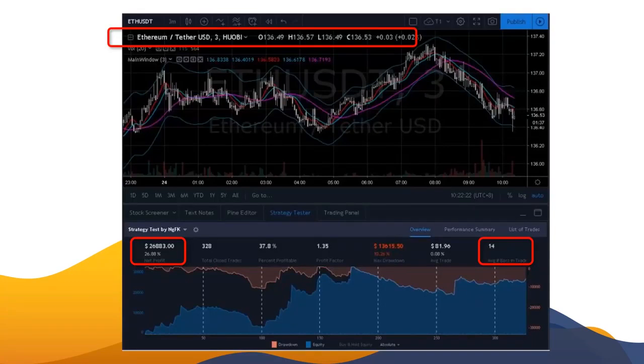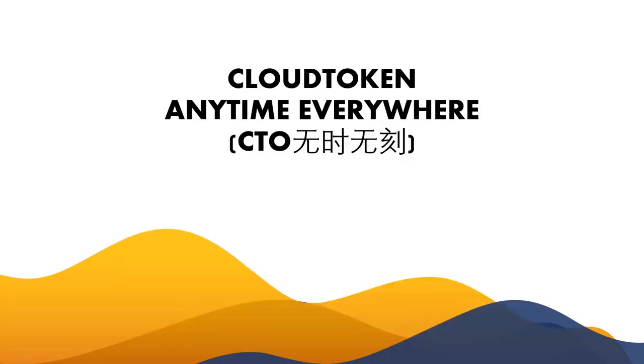This is one example of Varoom running. We did this simulation on Huobi based on Ethereum and USDT. During a 14-day period, we had a gain of 26.88%, and this was through the Varoom engine. You can read more about the Varoom engine when we release our business proposal on the 12th.